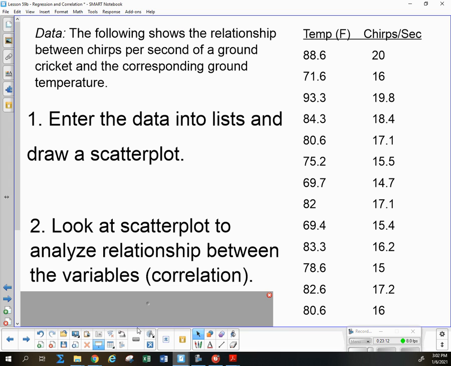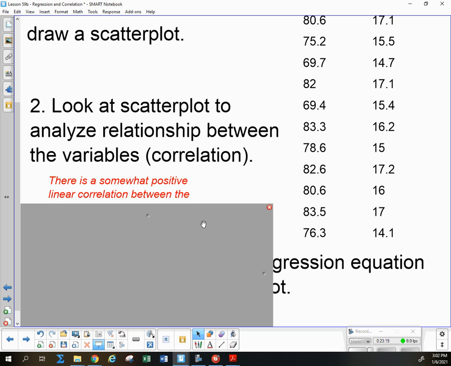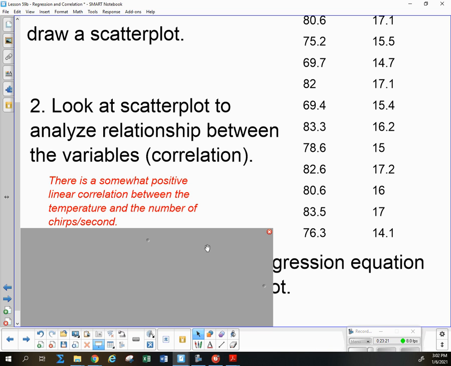So if I go back to my cricket worksheet, I've drawn my scatter plot, and now when I look at it, I think there's sort of a positive linear correlation between, and I'd always name my x's and y's, between the temperature and the number of chirps per second. So that's what I'd write in on number 2.